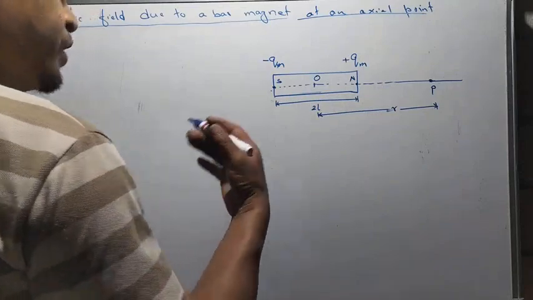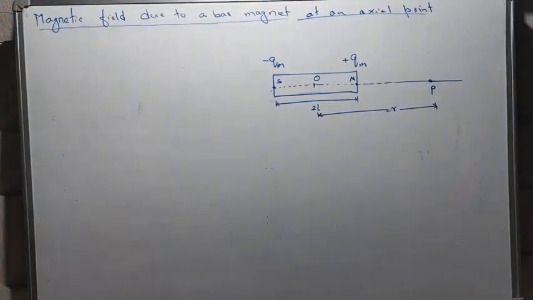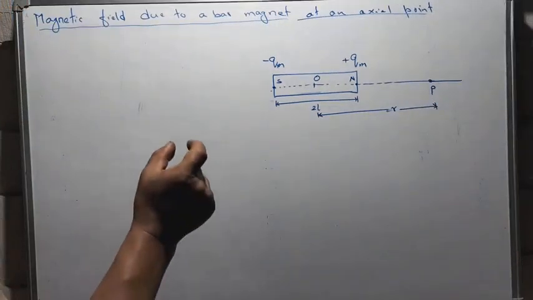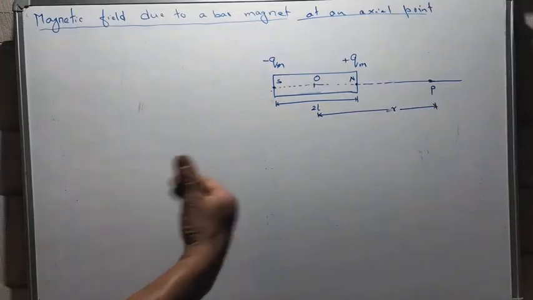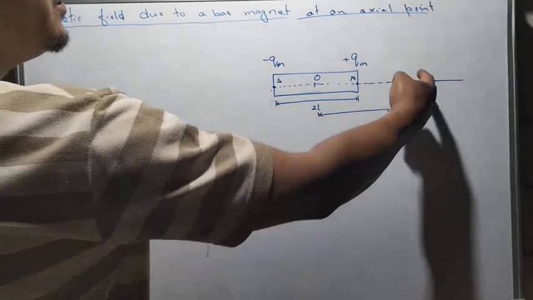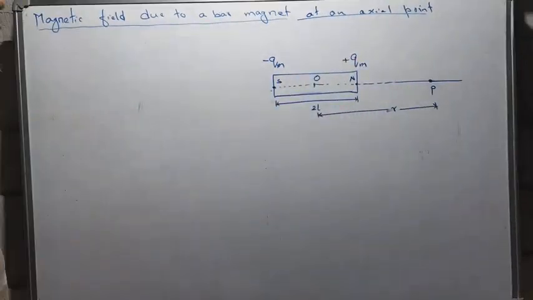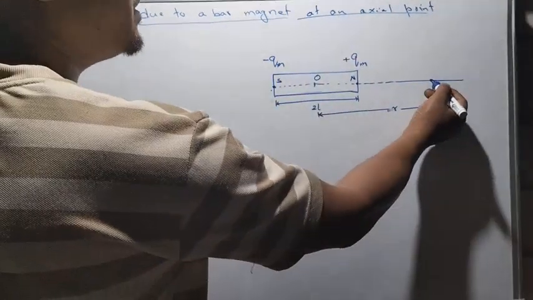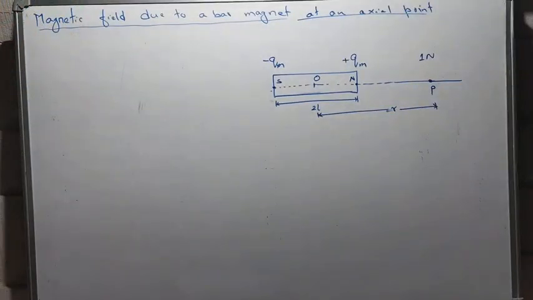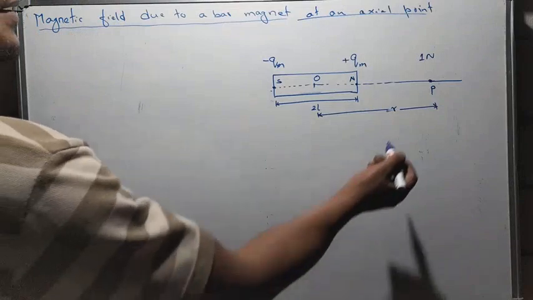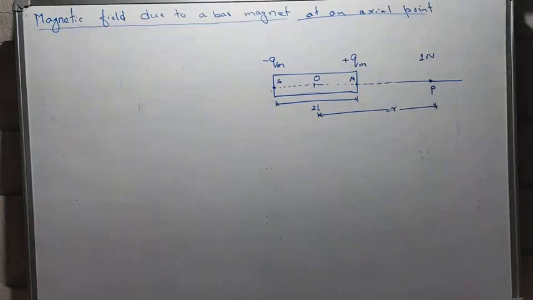In order to determine the magnetic field at this point P, what we have to do here is consider a unit north pole placed at this point P, just like we consider a unit positive charge placed at this point due to an electric dipole. But in this case we will consider a unit north pole placed at point P. So this unit north pole will experience two magnetic forces.